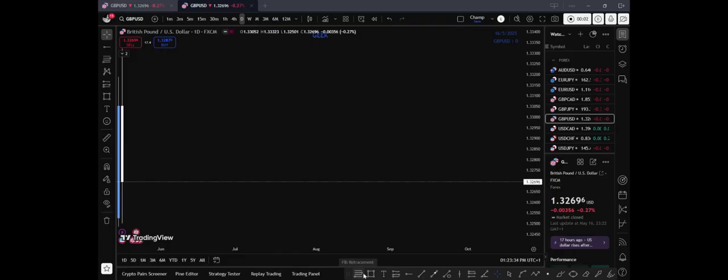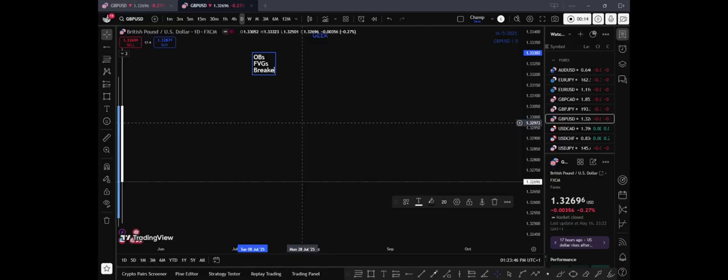When we talk about PD arrays, there are various PD arrays. There are order blocks, there are fair value gaps, there are breakers, there's equilibrium, which is a combination of understanding the premium and discount, which is also a way of understanding our Fib. We'll also be talking about the Fib in one of the coming videos. We also have other PD arrays like liquidity pools.